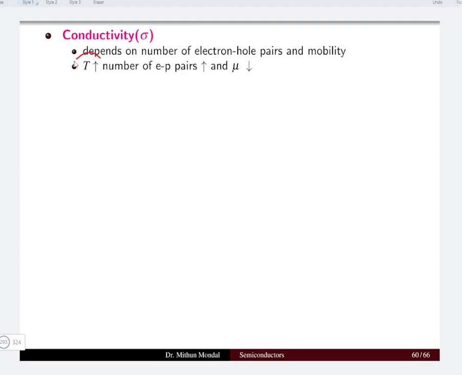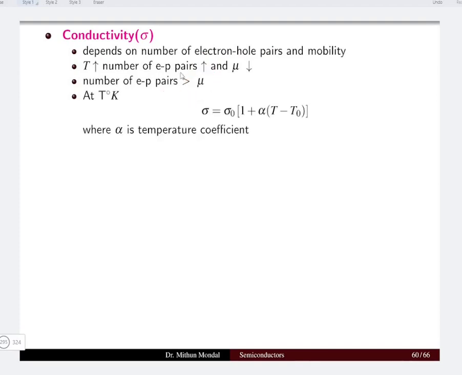So when the temperature increases, the electron-hole pairs increase and mobility decreases, because mobility is inversely proportional to temperature. So the number of electron-hole pairs will be more than the mobility of the particles. So at a temperature T degrees Kelvin, we can write the equation of the conductivity as sigma equals sigma naught times 1 plus alpha, times the difference of the temperature, T minus T naught. T naught is the initial temperature and alpha is the temperature coefficient.